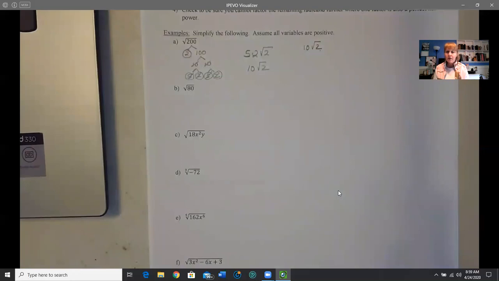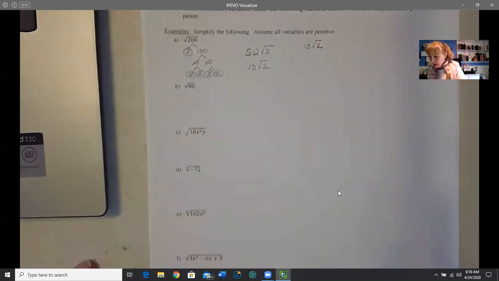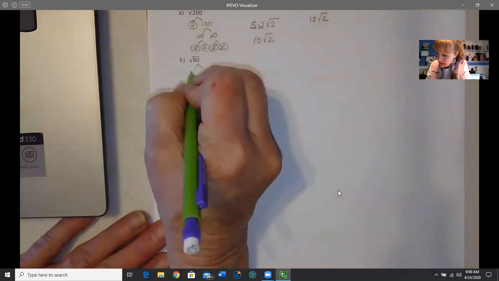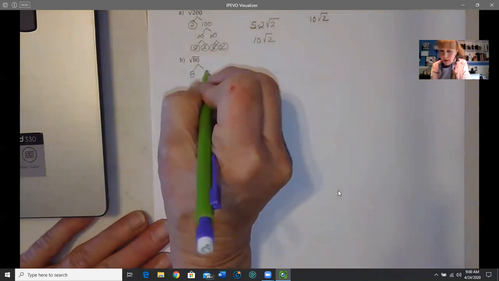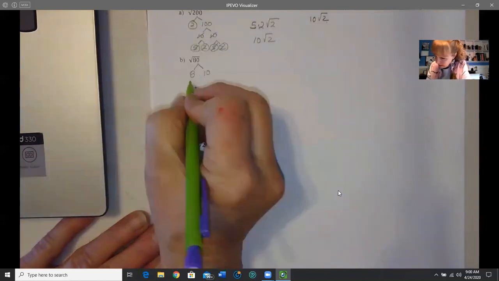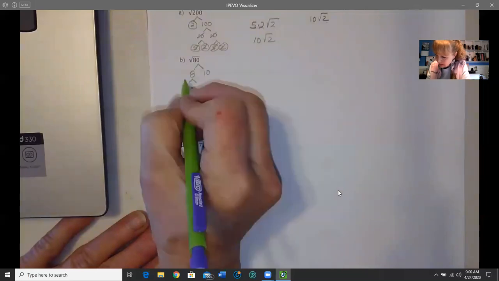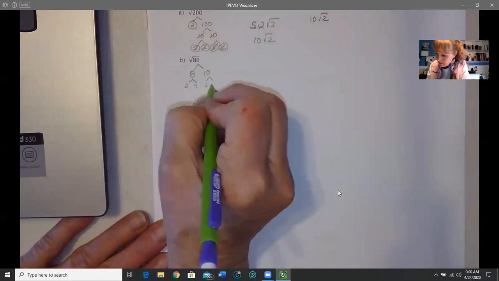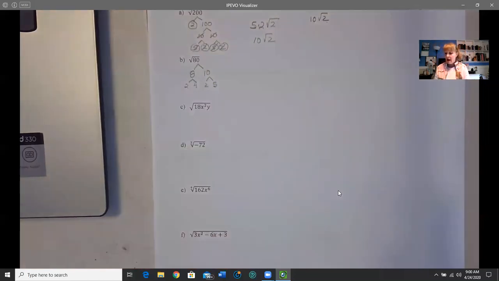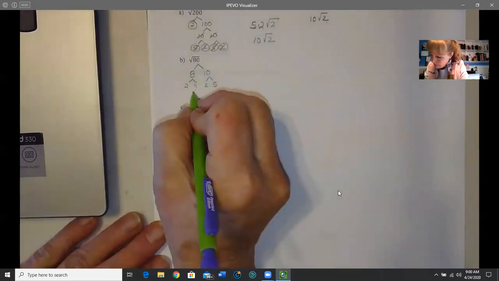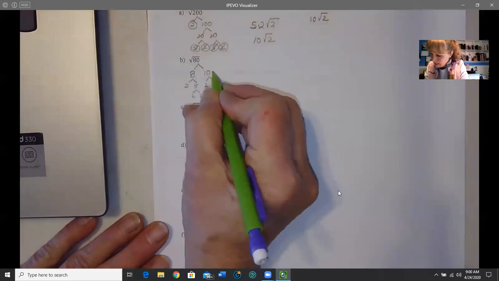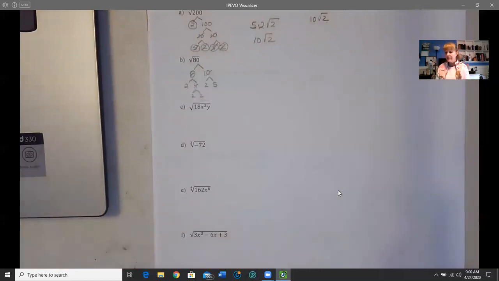Perfect. Let's try 80. Square root of 80. Let's break it down. 8 times 10. Okay, I don't see 2 of anything. Let's go with 2 times 4, 2 times 5. Oh, wow, I've got the 2 2s. And let's go ahead and do the 4. So I broke the 4 down, the 8 down, and the 10 down. Those have been broken down.